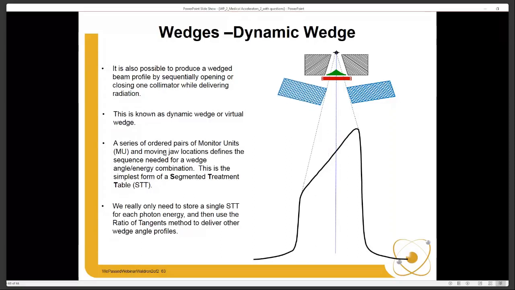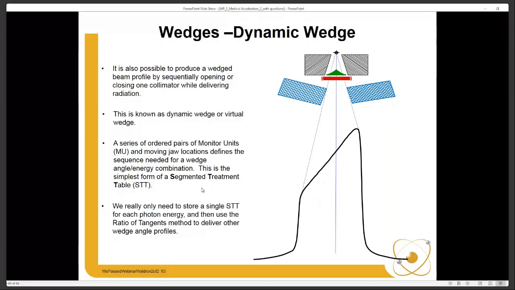The set of ordered pairs of monitor units and jaw position that produces this is the simplest form of what's called a segmented treatment table. Of course, today we're doing IMRT and VMAT, and so a true full segmented treatment table would also contain the gantry angle, the collimator angle, the couch position, basically all the machine parameters.